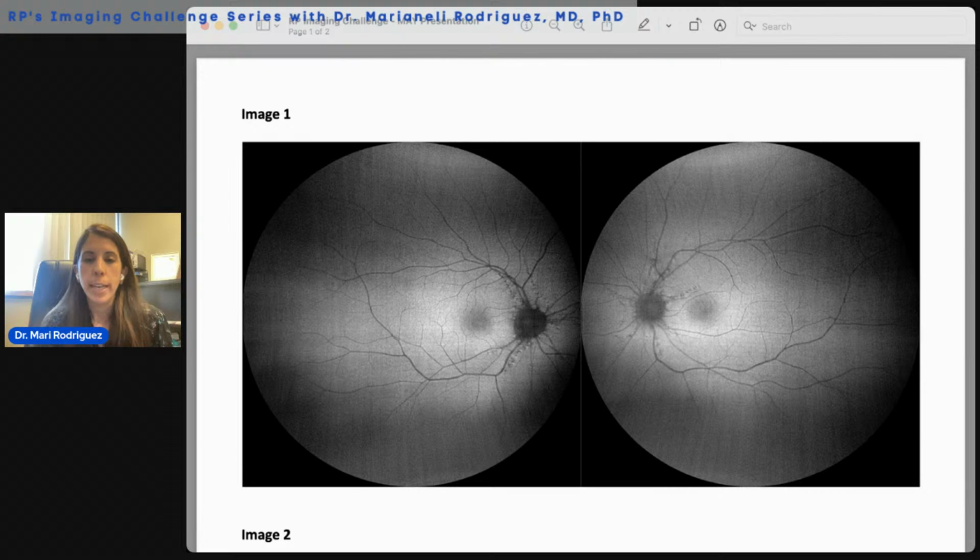And when we see angioid streaks, we need to think about the systemic associations. And the PEPSI mnemonic comes to mind, and that stands for P, pseudoxanthoma elasticum, E for Ehlers-Danlos syndrome, P for Paget's disease of the bone, S for sickle cell disease and other hemoglobinopathies, and I for idiopathic.